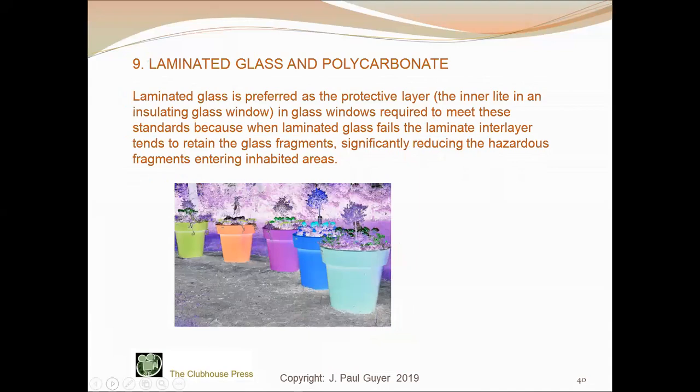Now, the issue of laminated glass and polycarbonate windows. Laminated glass is preferred as the protective layer. This would be the inner light in an insulating glass window. Laminated glass is preferred as the protective layer in glass windows required to meet these standards because when laminated glass fails, the laminate interlayer tends to retain the glass fragments, significantly reducing the hazardous fragments entering inhabited areas.